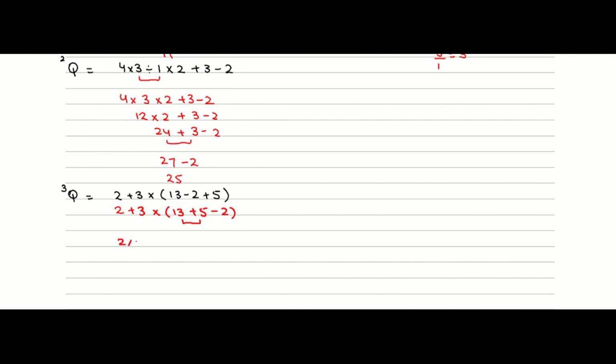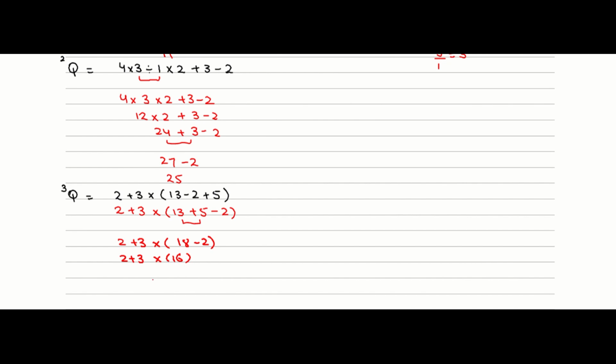So we write the other things as they are, which is 2 plus 3 times 13 plus 5, which is 18, and then 18 minus 2. Now we have to solve 18 minus 2, which gives you 16. So 2 plus 3 times 16. Now we will get rid of the brackets because there is just one number left.